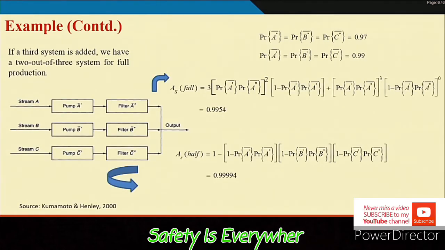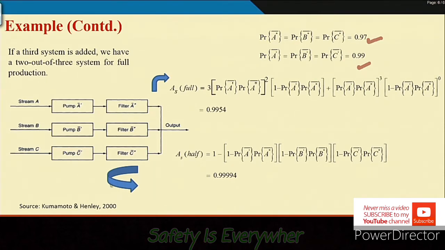For three identical streams A, B, C, as they are identical, the pumps A, B and C have availability, or probability of successfully working, of 0.99, and the filters 0.97. So A star, B star, C star, that is basically the filter, and A dot, B dot, C dot are the pumps. This is simple, it is already written here. So okay.